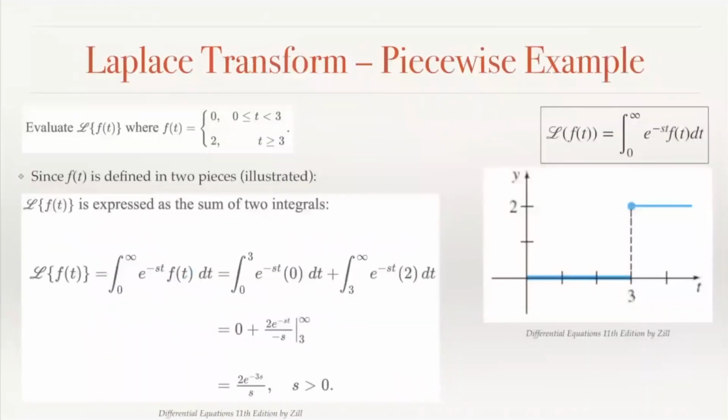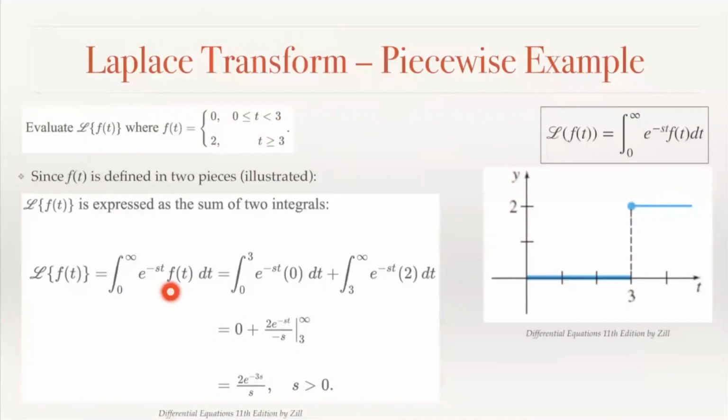Some of your homework problems involve finding the Laplace transform of piecewise defined functions. So like here's a function f defined as 0 for t between 0 and 3, and 2 for t greater than or equal to 3. Here's the graph of the function. It's 0 up to 3, and then it's suddenly 2. What is the Laplace transform of that?